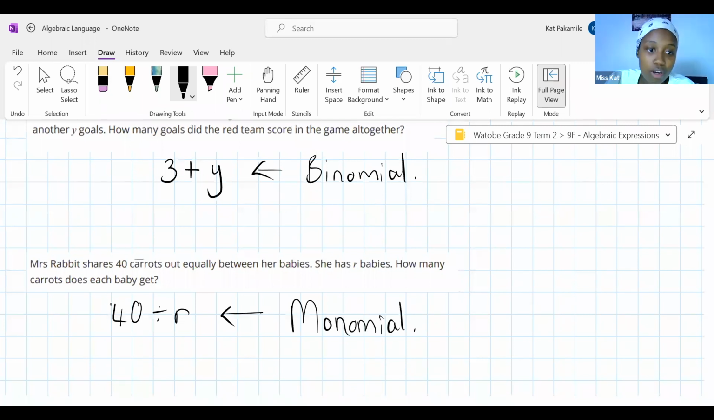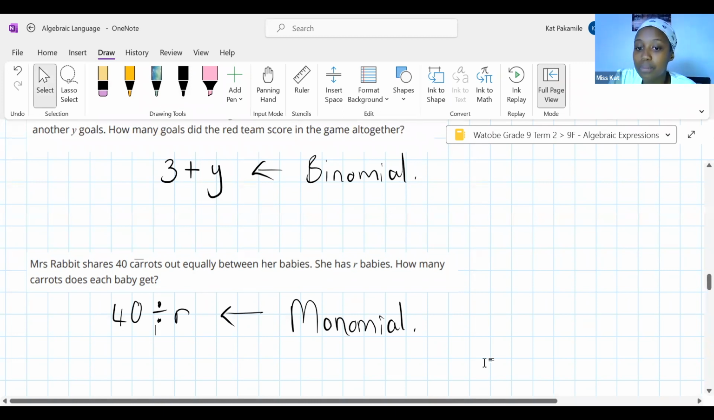Okay, don't be confused by this division sign. Only pluses and minuses can divide terms. No, it was definitely a monomial. Okay, it was not a binomial.